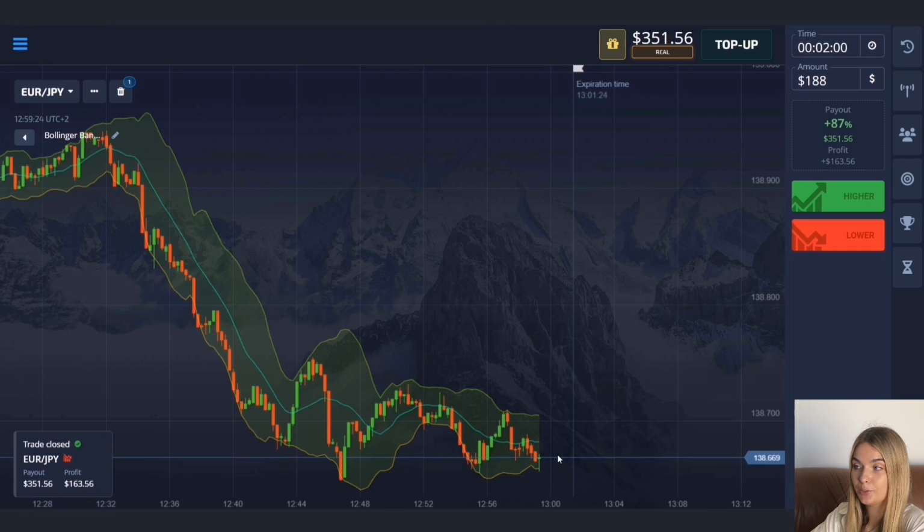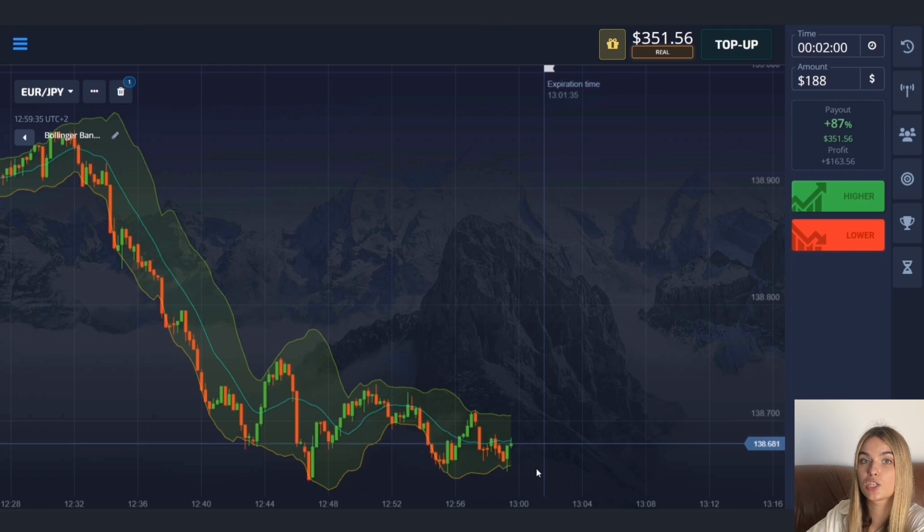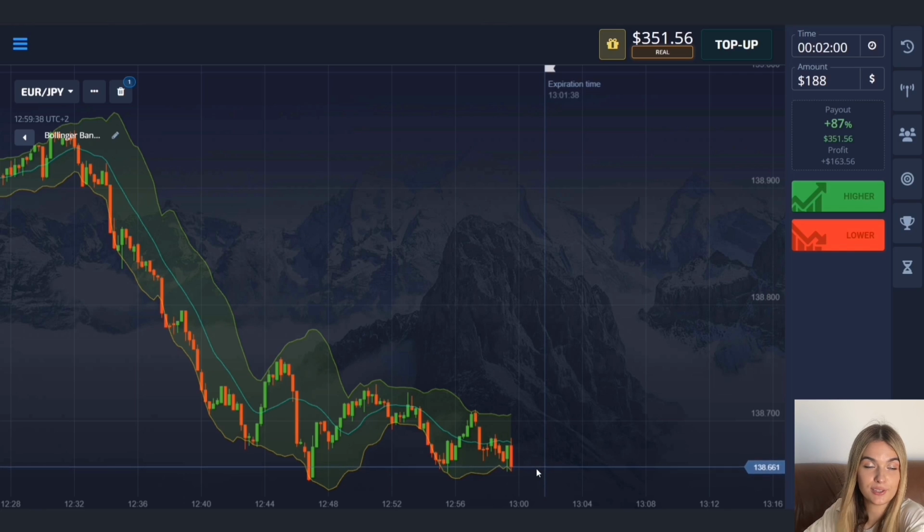Well, it's quite good, friends. As you can see, the price really continued to move down and we are making profit here. The indicator really told us the upper limit of this pullback from which the price pushed off and continued its moving down. So everything is going great.